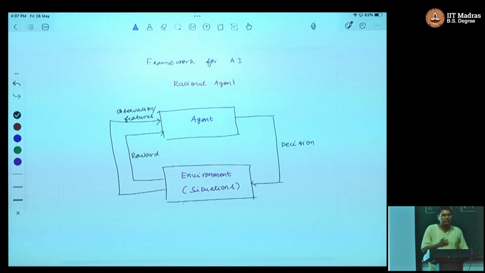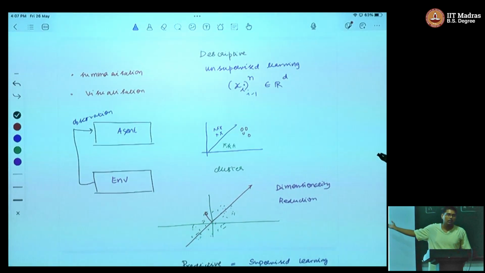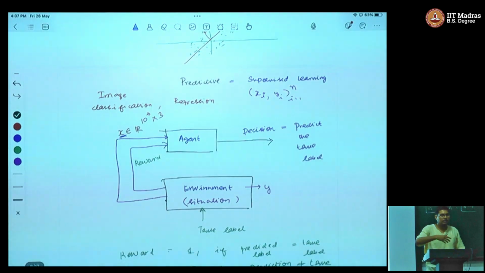In this framework, there are basically 3 kinds of tasks. One is the descriptive task, where the solution is unsupervised learning, where you are just summarizing the data, visualizing the data, or doing dimensionality reduction. Or you are predicting, which is either classification or regression, in which case you are predicting the true label, and you have labels when you train.